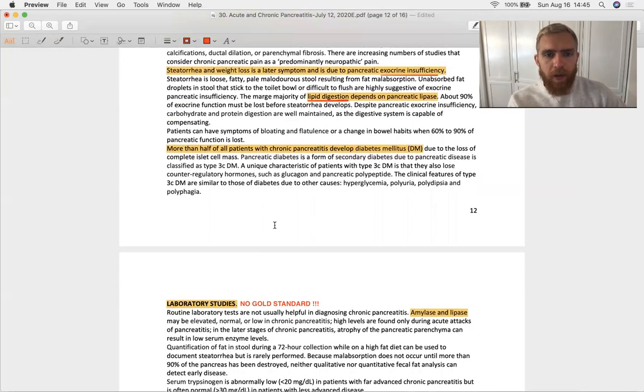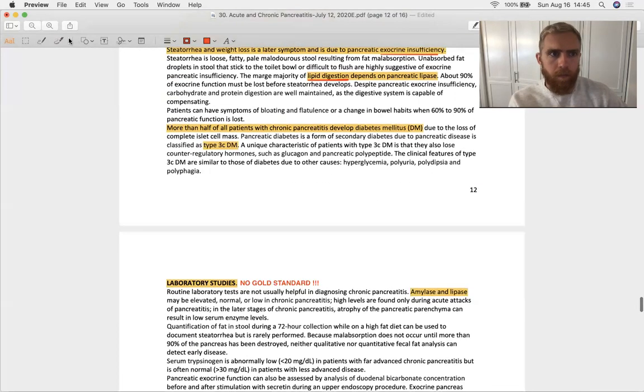More than half of all patients with chronic pancreatitis develop diabetes due to the loss of complete islet of Langerhans cell mass. And we call this type 3C diabetes. Clinically it looks just like other diabetes. That's worth remembering, to me.